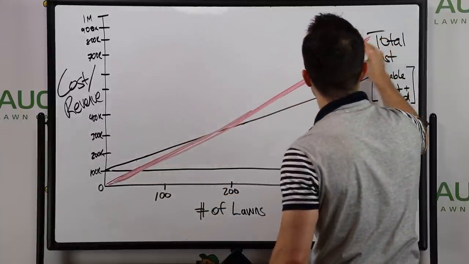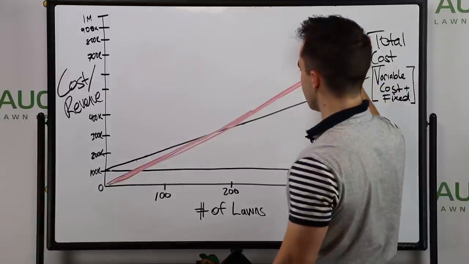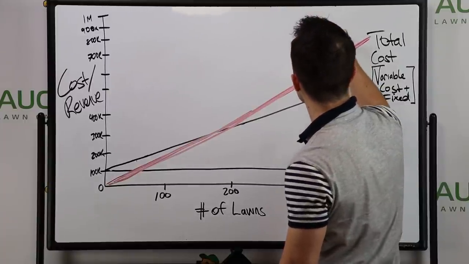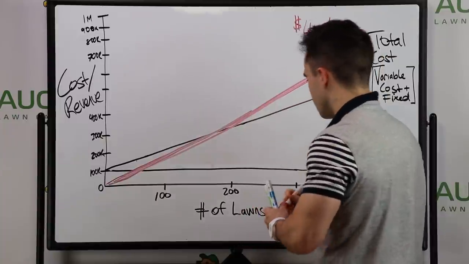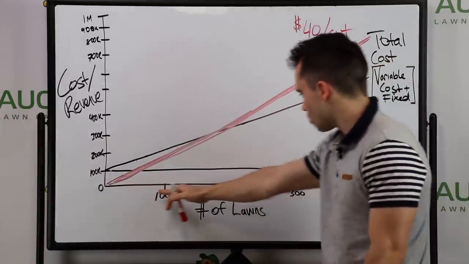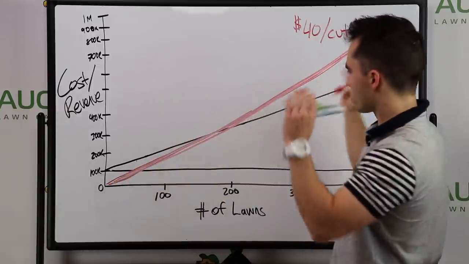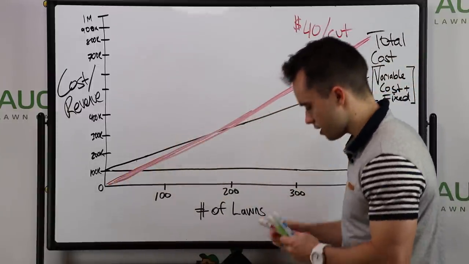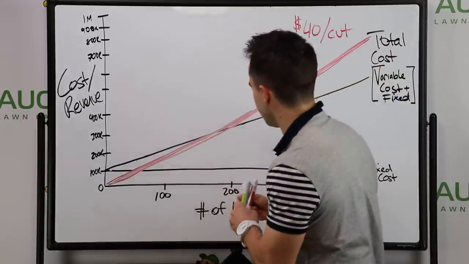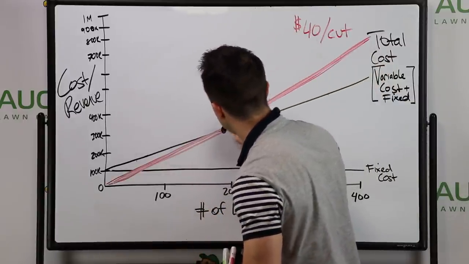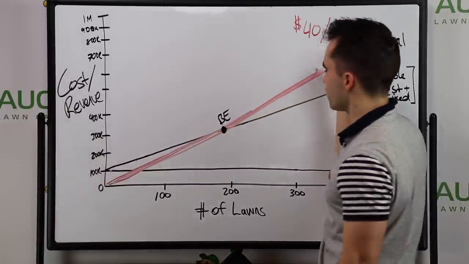So red line right here. The red line is going to be that. Using the red line, we are at $40 per cut. Okay, that's our price. Same number of lawns, so as we get more lawns, this is going to be our price, $40 per cut. What that means is that right at this point is going to be our break-even point, right when we cross our total cost, assuming $40 per cut.